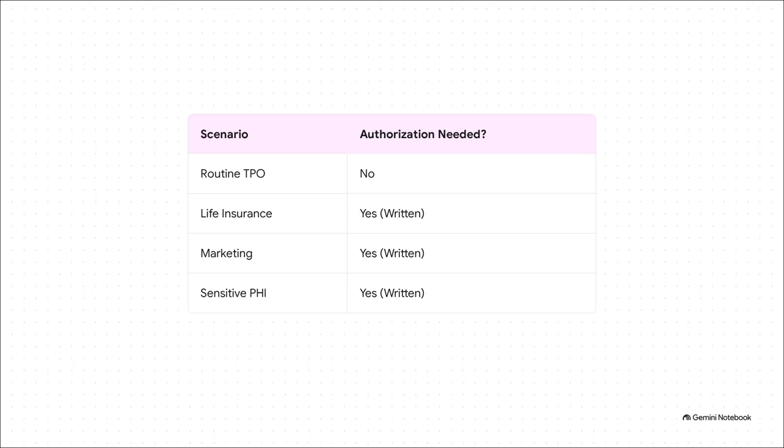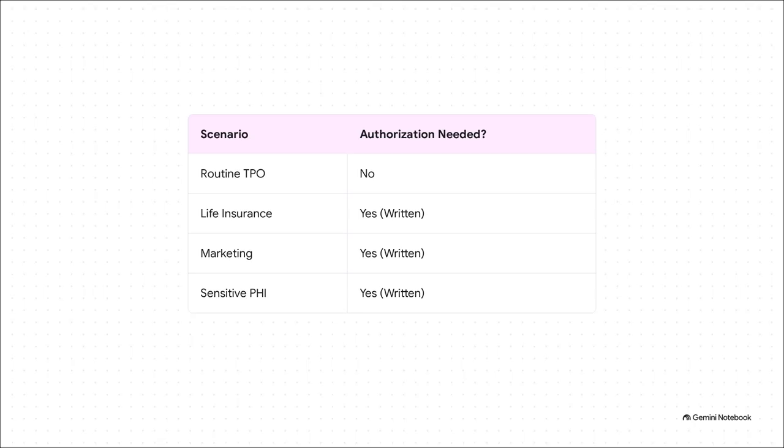This is designed to prevent bottlenecks in patient care. However, sensitive scenarios demand a formal lock and key. Releasing PHI to a life insurance company, a lawyer, or for any marketing purposes absolutely requires specific, written authorization from the patient. And sensitive PHI, things like HIV status, substance abuse, or mental health records, carries the tightest restrictions of the whole shebang.